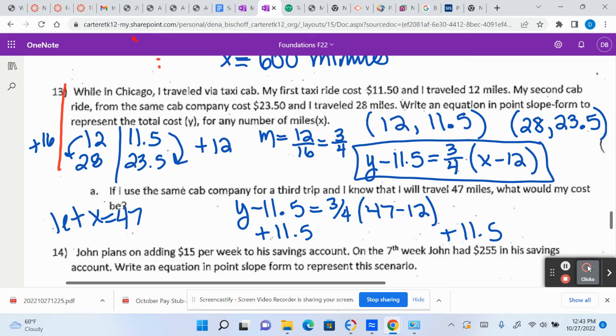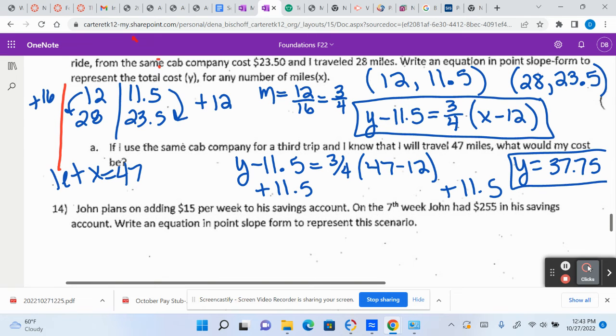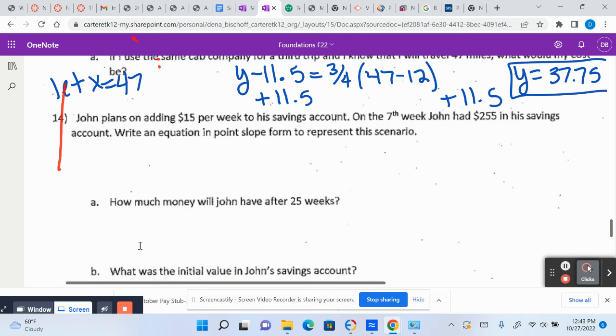What is 105 over 4? Simplify it because we're talking about money. Add your 11.5. I got $37.75. That's what it is. I promise. Okay. Last one. Are we done with this?